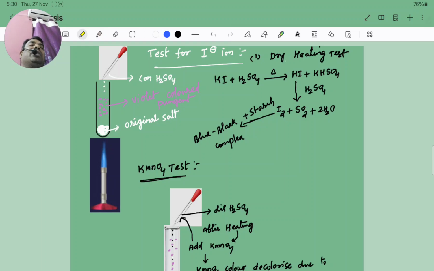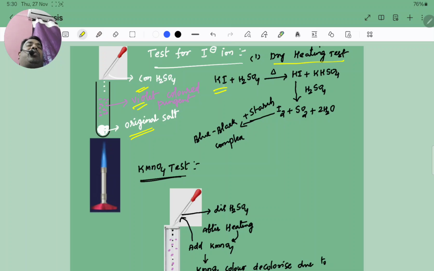Now look, we will move to the test for I minus ion. Same test, this is the preliminary test. It is a dry heating test. Take a clean and dry test tube, add the original salt, and heat the content using the Bunsen flame. After some time, add concentrated H2SO4. Then it produces what? A violet colored gas with a pungent smell.